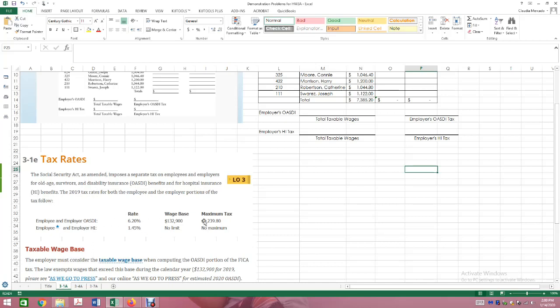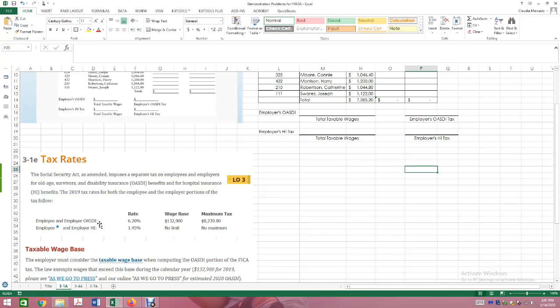Now, these rates and these bases change every year. That is why we always have a new book coming out for payroll accounting. Every new year, we get a new book because rates change, brackets change, a lot of things change in accounting and payroll. So we have to keep up with it.